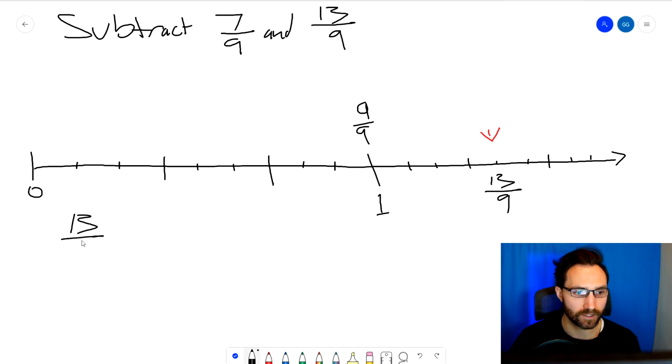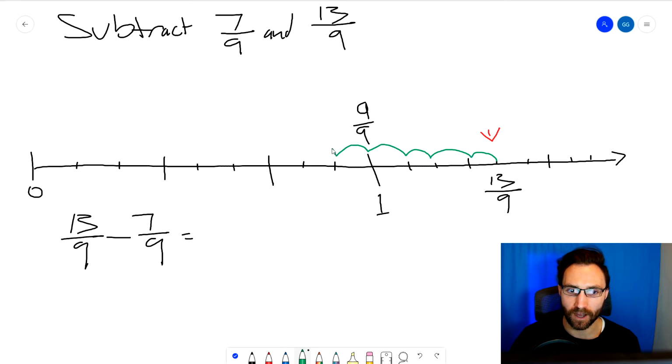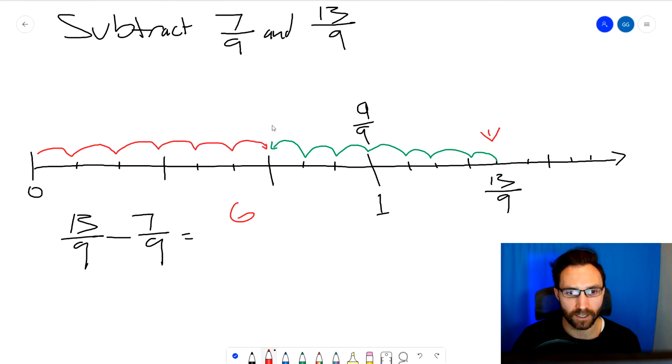Now we want to take away 7/9. So 13/9 minus 7/9 equals what? Let's count back because we're going to take away from 13/9. We take away 1, 2, 3, 4, 5, 6, 7. Now how many ninths are left over? Those that know 13 minus 7 equals 6. Those that are still kind of struggling with math, you can count from left to right. 1, 2, 3, 4, 5, 6.